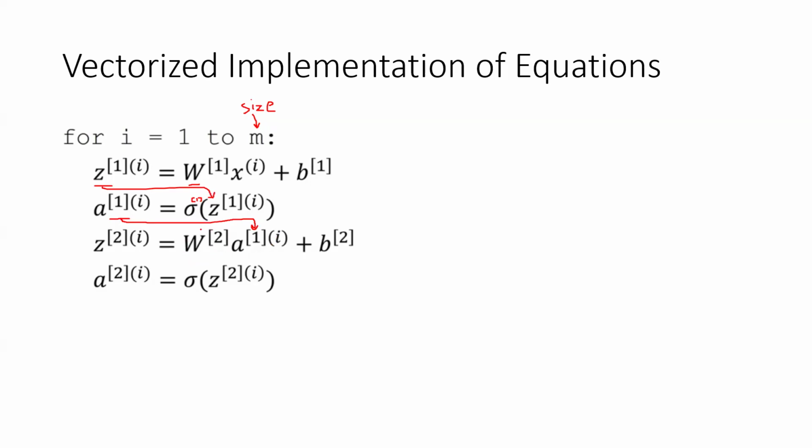Then we use the capital W2 matrix, which we have just discussed, and using this matrix multiplication plus the bias value for the second layer, this is also a vector, right? So then you can get the Z value for the second layer for the ith data point. Similarly, you can apply it in the activation function for the second layer, and then you will get the activation value for the second layer for the ith data point, right?